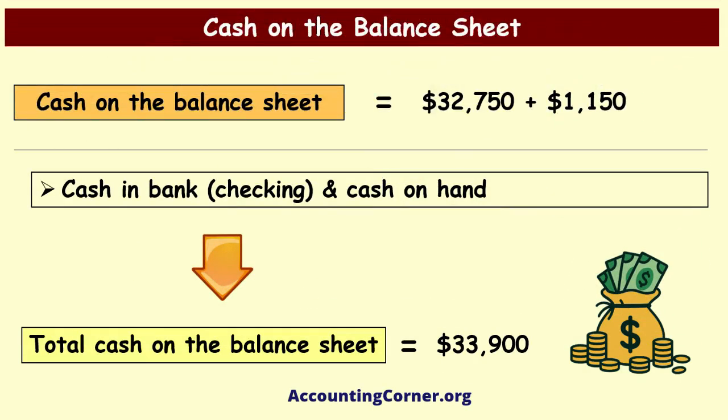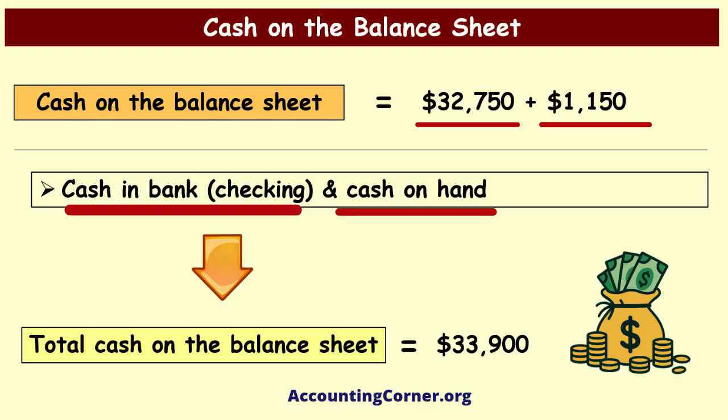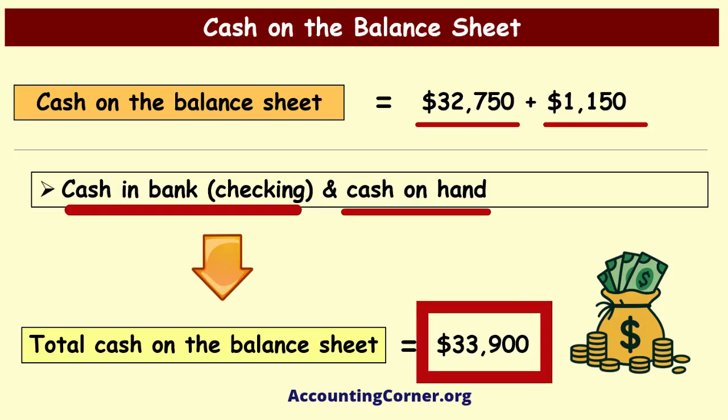Now let's calculate the total cash to be reported on the balance sheet. We include the checking account balance of $32,750 and the cash on hand of $1,150. Adding them together gives us a total of $33,900. Post-dated checks and certificates of deposit are excluded, since they are not considered cash. Therefore, the correct amount of cash on the balance sheet is $33,900.